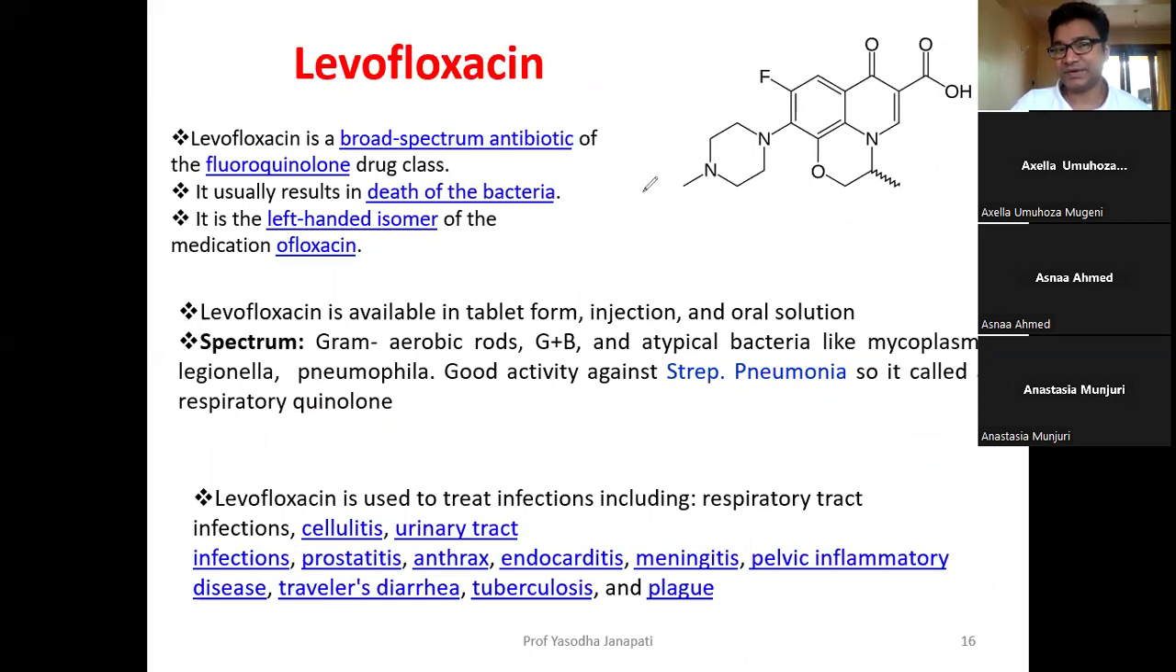You can see it's a broad-spectrum fluoroquinolone, and here you can see the piperazine nucleus. It acts on both gram-negative and gram-positive bacteria. Its uses include prostatitis infection. During prostate gland hyperplasia, urine starts accumulating, so you get infections. So in that condition, and for urinary tract infection, cellulitis, anthrax, endocarditis, meningitis, traveler's diarrhea, tuberculosis, plague, a wide range of uses are present. Levofloxacin is levorotatory, you know that. So these are the uses.